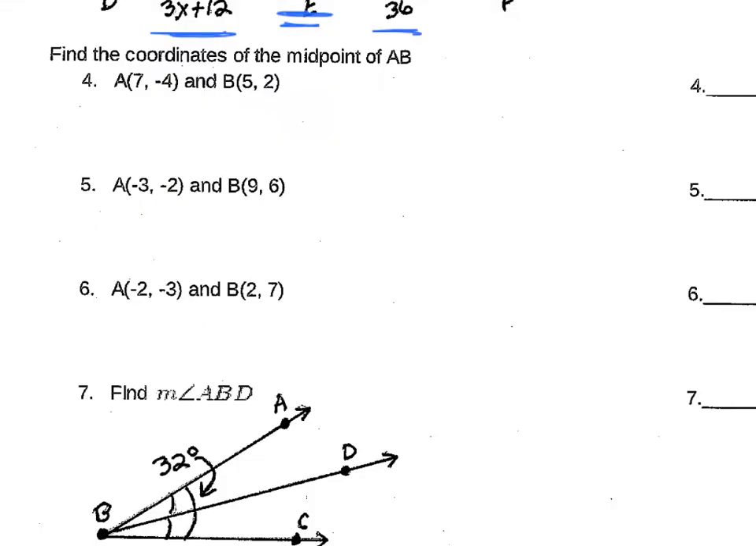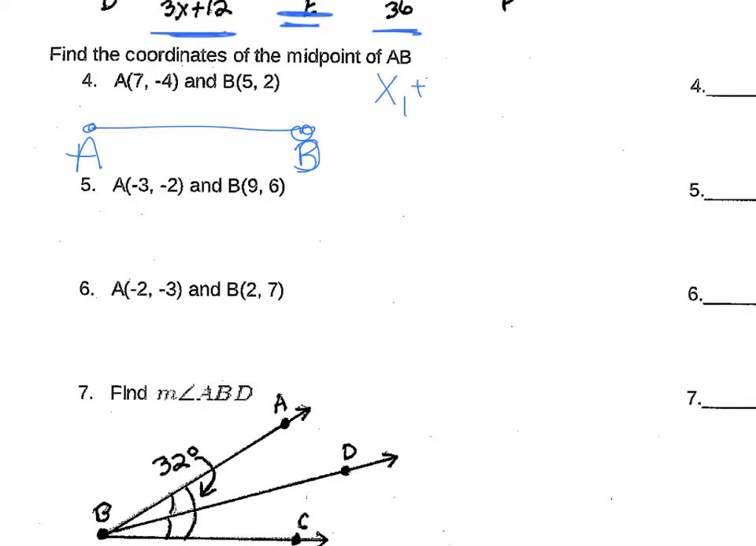In numbers 4, 5, and 6, you need to find the coordinates of the midpoint of A and B. So if this were a segment, we'll just kind of draw a picture like this. This is A, and there's segment B. Oops, B. We want to know where's the midpoint.